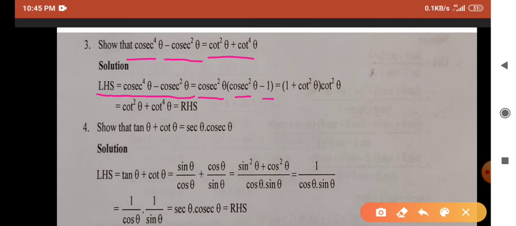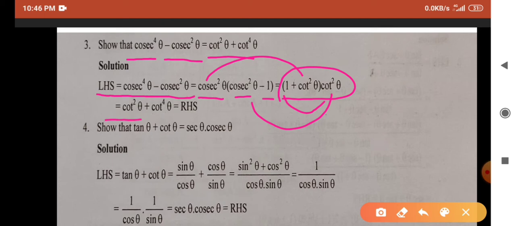Now again here also, cosec square theta can be written as 1 plus cot square theta, and cosec square theta minus 1 can be written as cot square theta. Now just multiply cot square theta inside this bracket. Cot square theta into cot square theta gives cot to the power of 4 theta. Therefore LHS equals what? Your RHS. Got it?